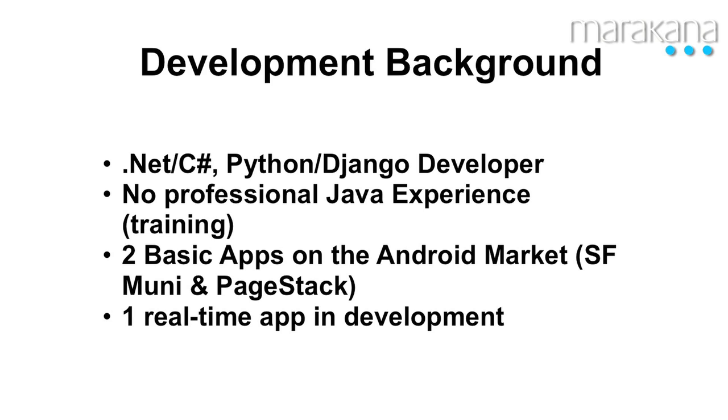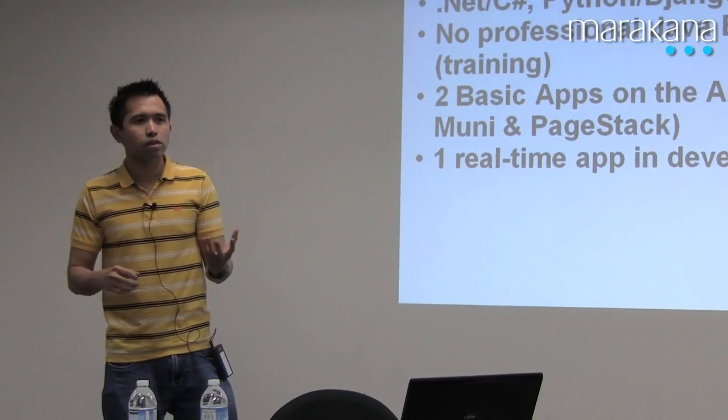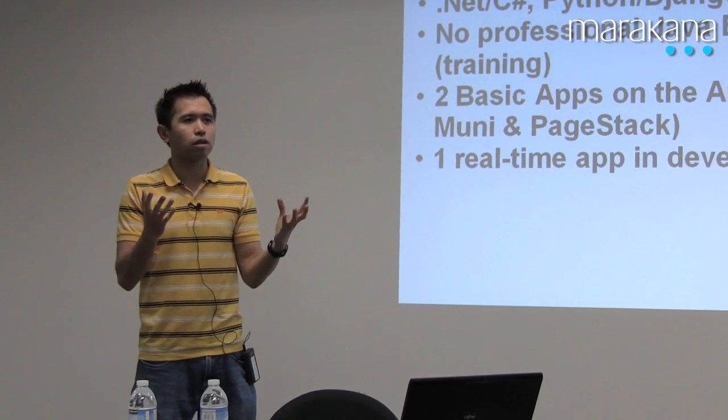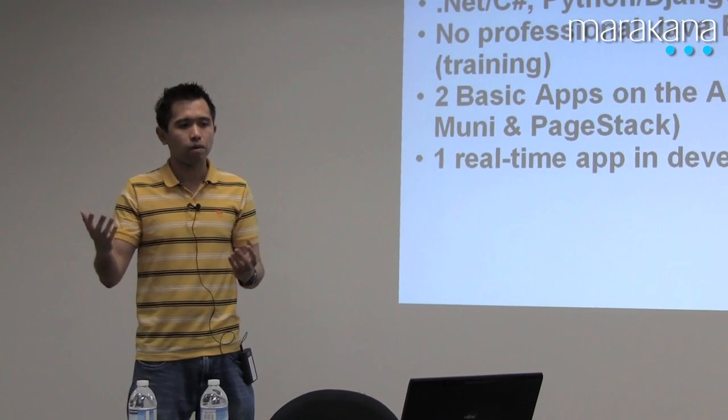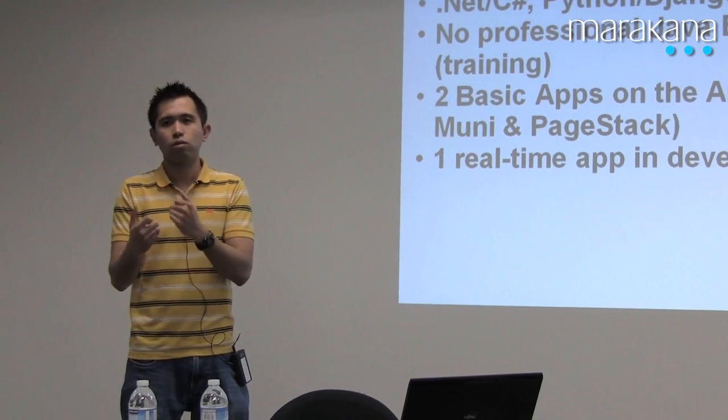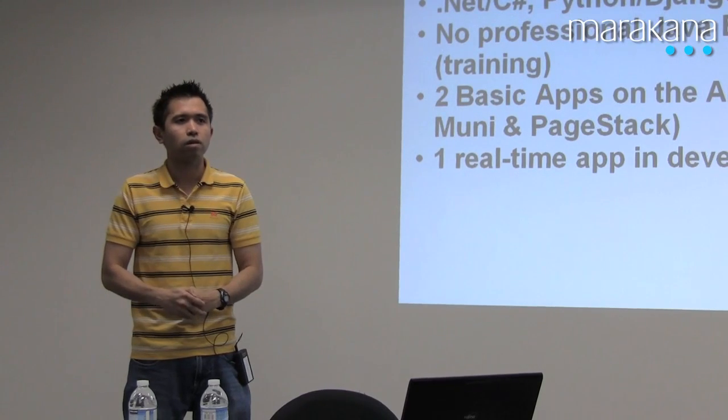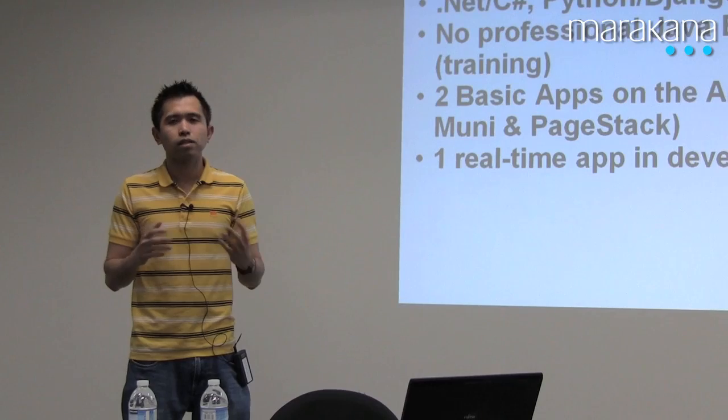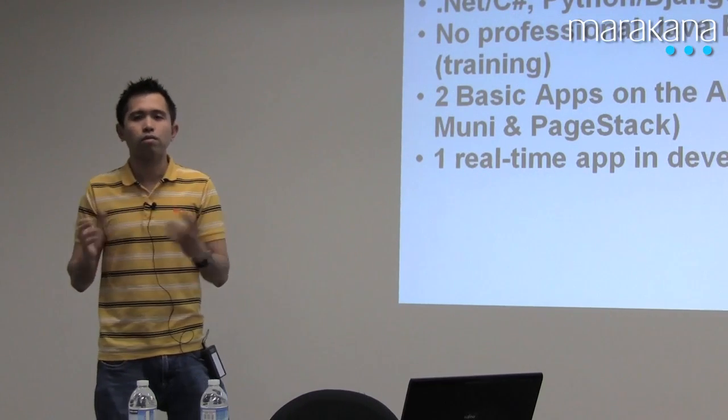Basically, I have 2 apps on the Android market, and one of them is the San Francisco Muni app, which displays the real-time arrivals of buses in the San Francisco area. I also have another one called PageStack, which is basically similar to Instapaper, if you have an iPhone. On your desktop, you say push this URL page, and then you bring up the app on your Android and you do a pop, and it brings up the URL. So it's a way of moving something you're reading from one device to another.